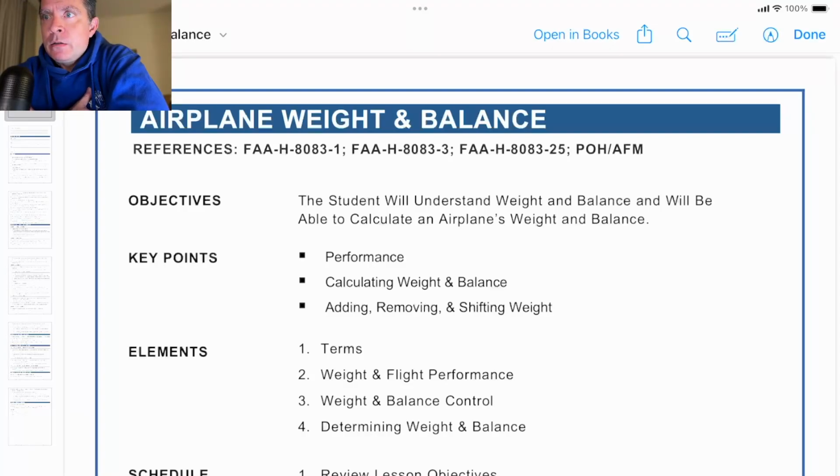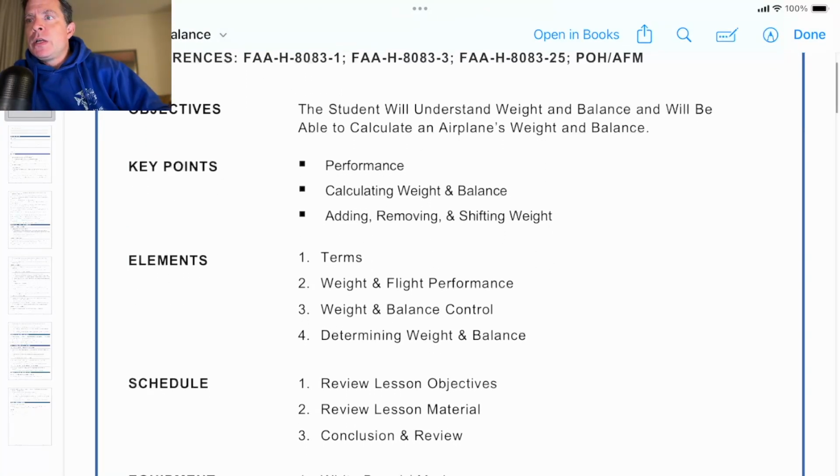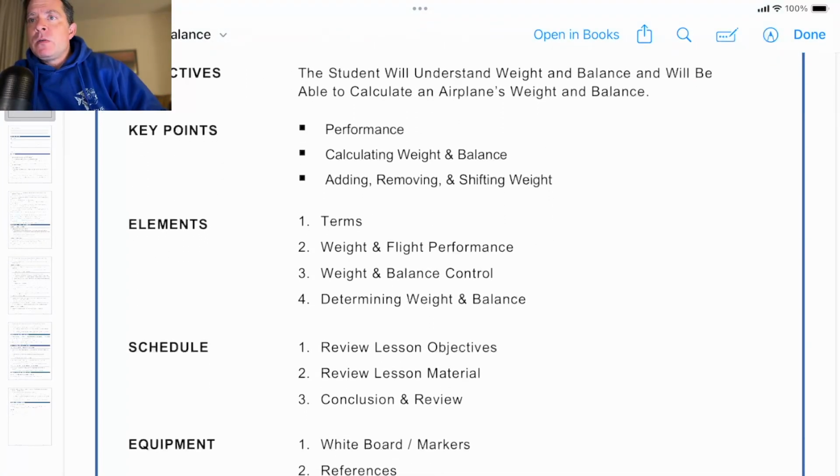So depending on time, we may just leave that for those individual lessons. Terms: weight and flight performance, weight and balance control, and determining weight and balance. That means, how does weight and balance affect how an airplane handles, and just determining what that weight and balance is.